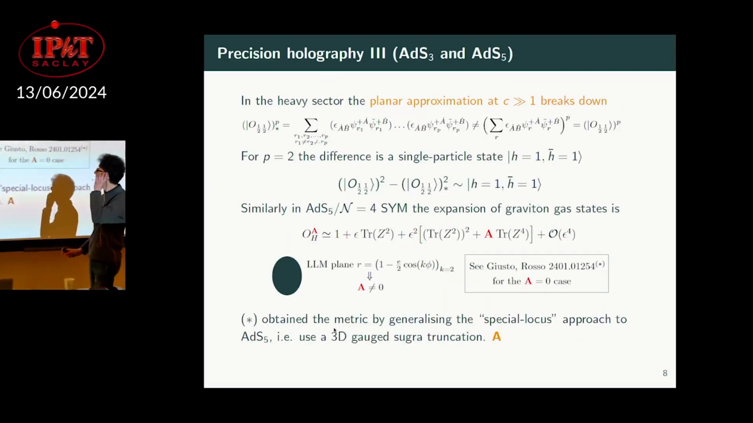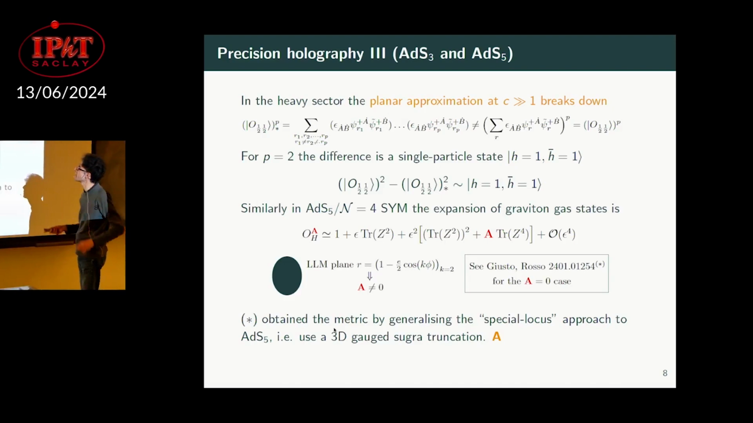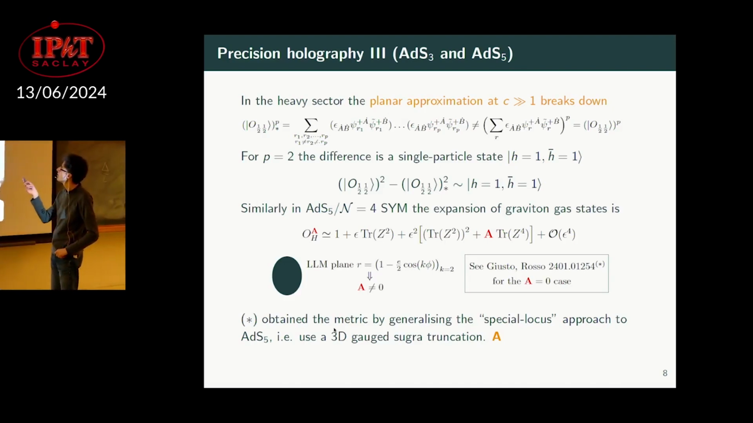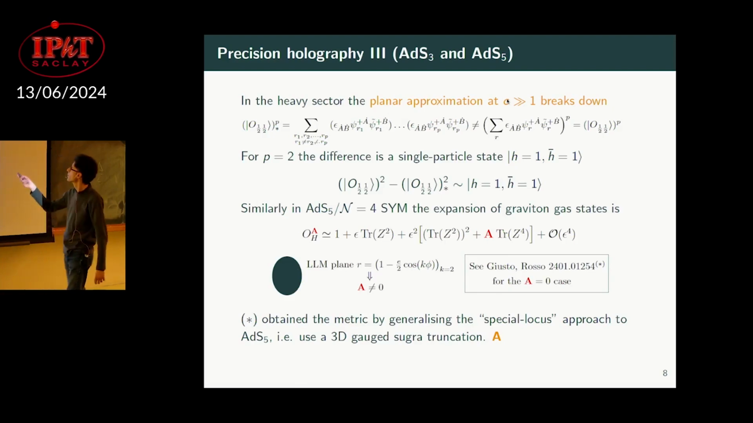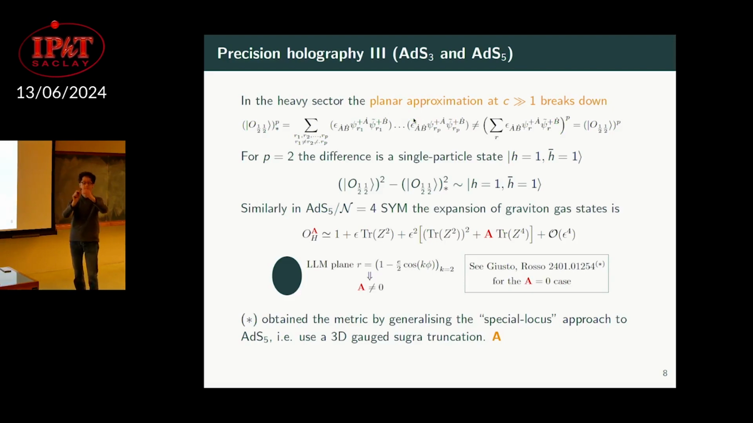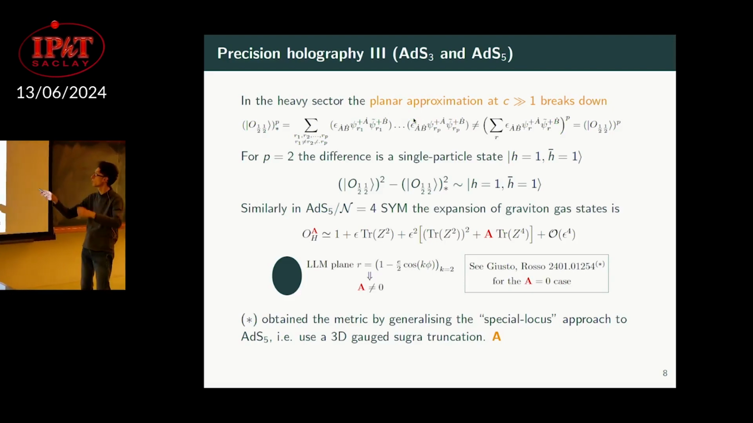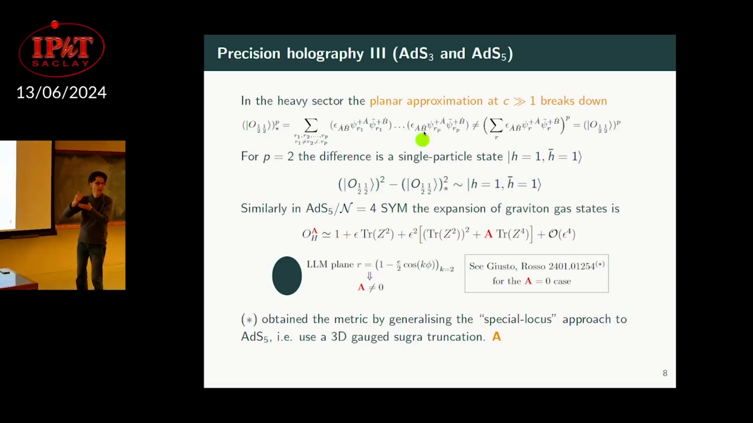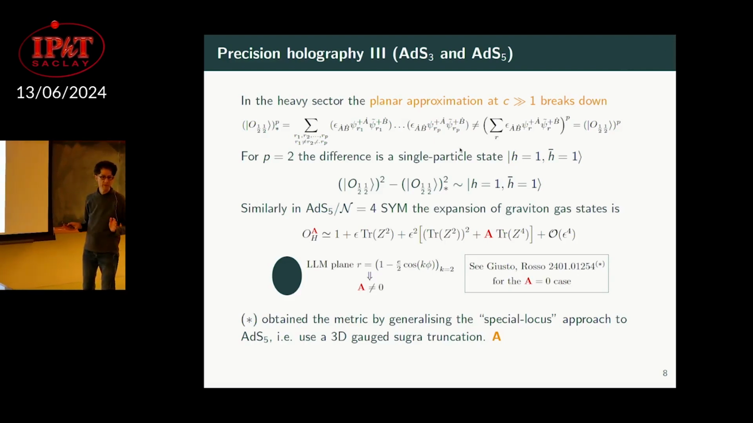of holography. And in some sense, it's telling us that in the heavy sector, the naive planar approximation at large C breaks down. Because the difference between these two objects is something that you would say is subleading in 1 over n, when both excitations hit the same constituents. On the left-hand side you have an order n squared term, and the difference is just of order n terms. So at large C, you would be tempted to say, OK, that difference is immaterial.